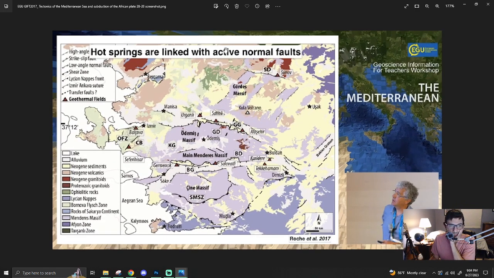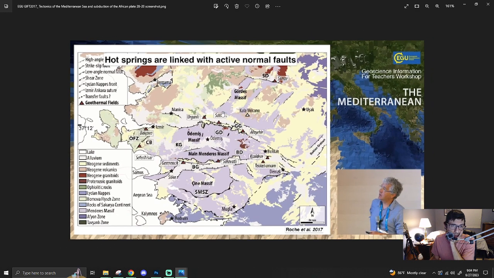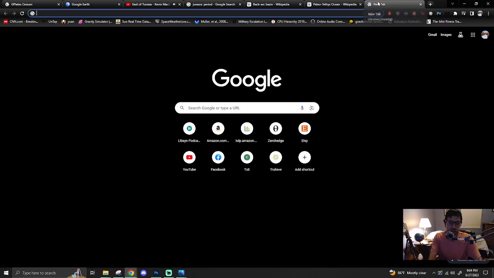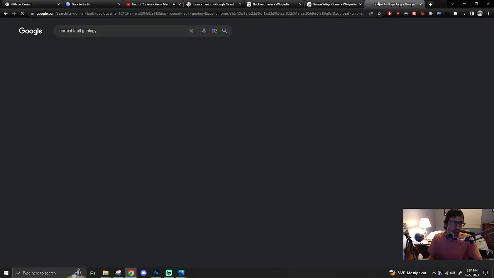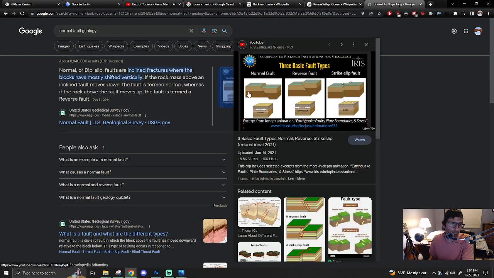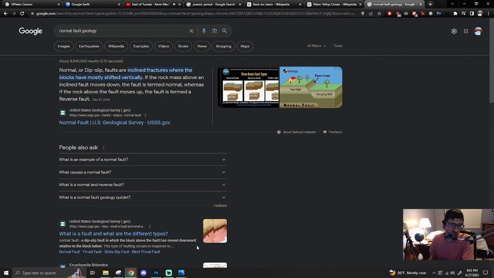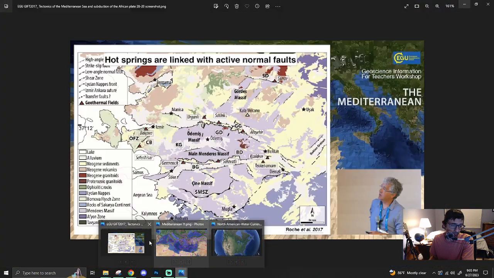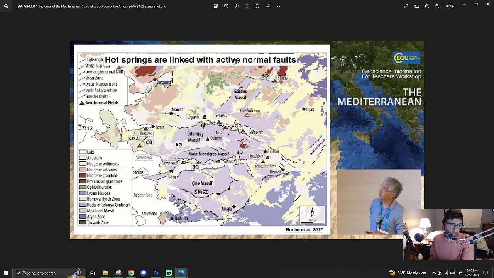Hot springs are linked with active normal faults. Not sure what to make of that because I'm not too sure what to make of normal faults in general. Let's look at normal fault geology. So just stretching, maybe extension. Yeah, extension. Okay, that makes sense with what we've been saying then. But the hot springs are linked with the regions of extension, which makes sense also because they're weak points.